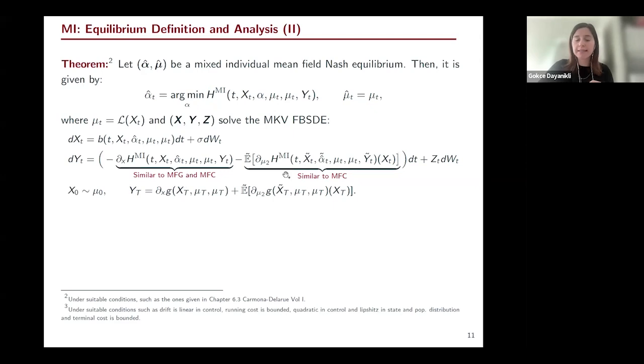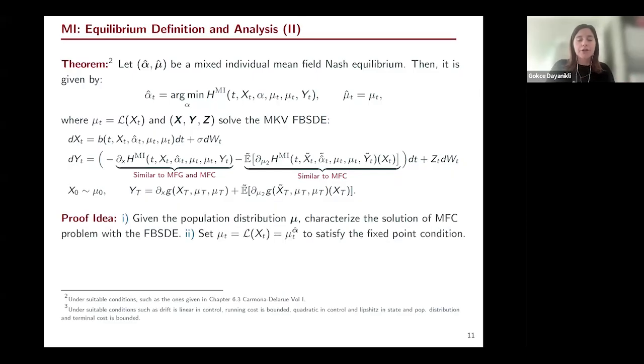But we also take the deviations with respect to the second distribution by adding this second derivative here. This is similar to the sense of mean field control. So in terms of proof idea, as I said, given the population distribution, we realize that actually the problem becomes a mean field control problem. And we basically characterize the solution of this mean field control problem with a forward-backward stochastic differential equation.